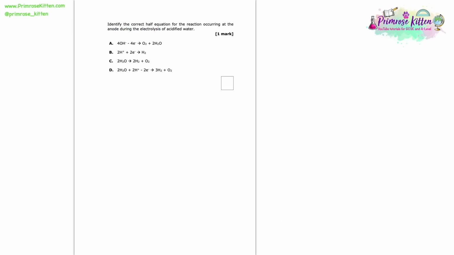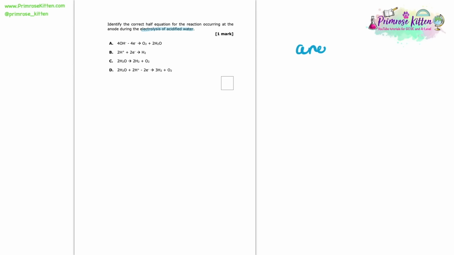Here we're asked to identify the correct half equation for the reaction occurring at the anode during the electrolysis of acidified water. So we're given 4 options here. Now, first and foremost, in a perfect world, you would have memorised this half equation. You will just know it. But because this is a multiple choice question, we can work this out.